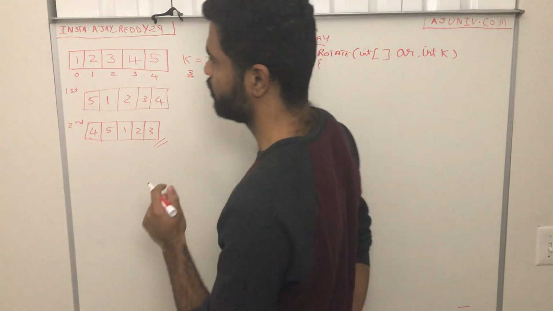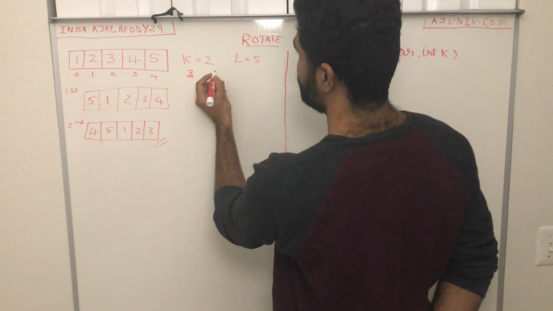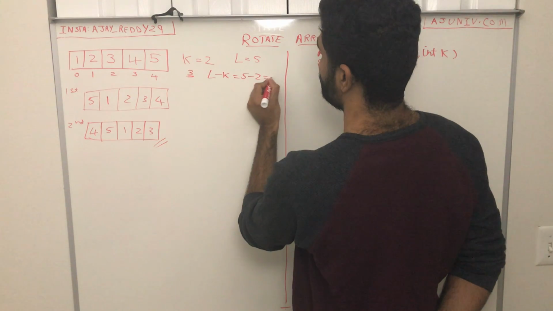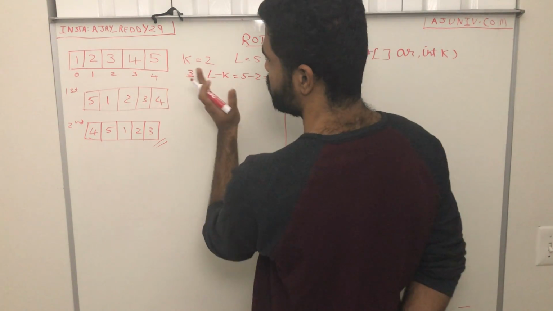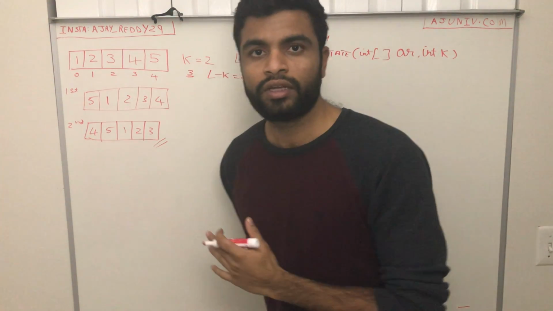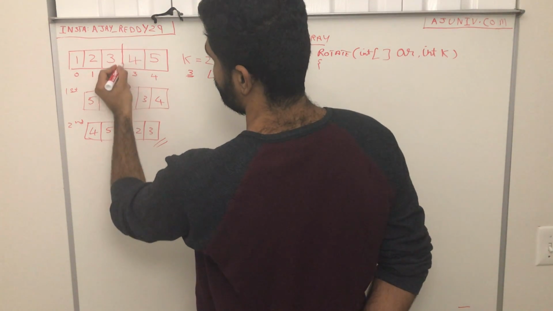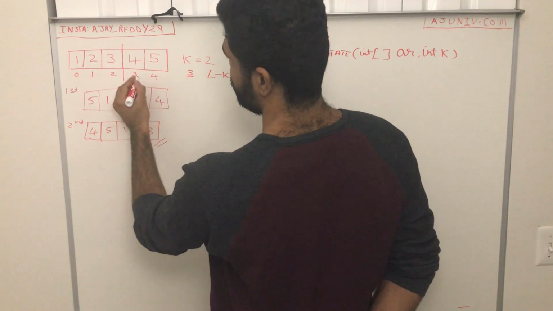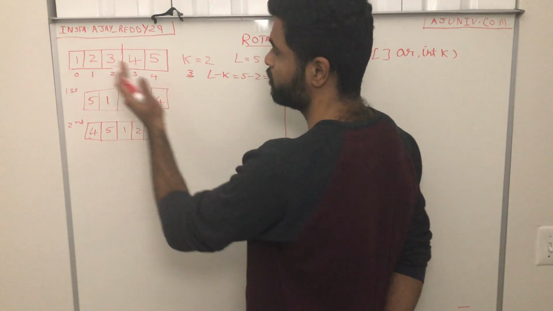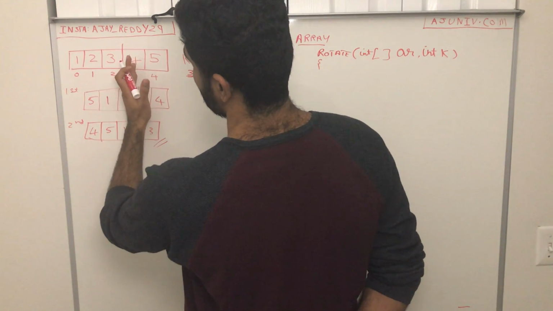How to find that index? We can find it by subtracting k from the length of the array, which is 5 minus 2, and that gives us 3. Once you get that index, you divide the array into 2 sub-arrays just before index 3.